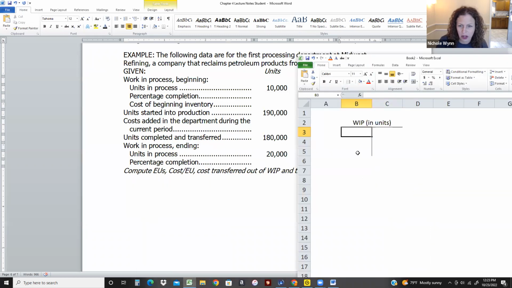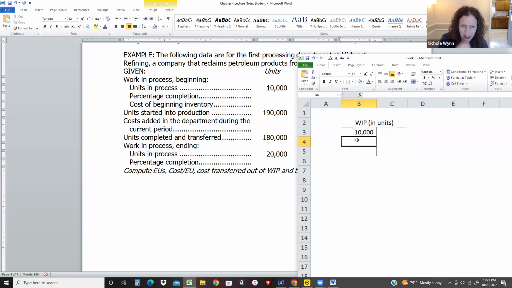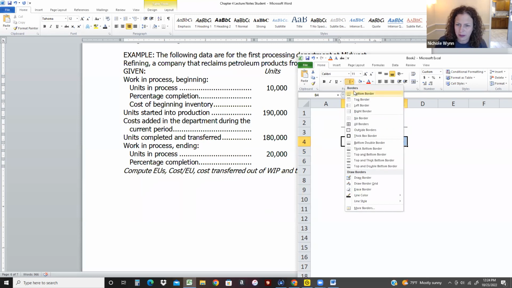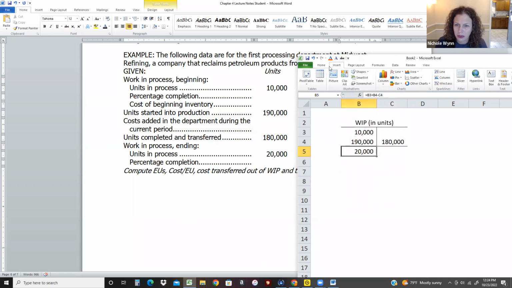As far as our units go, it looks like we start off with 10. By the way, I'm going to make everything a comma with no decimals. So 10,000. Units started into production is 190. Completed units, completed and transferred, 180. Line across. Ending would be 10 and 190 minus 180, 20,000 units in process, ending 20,000, double underline, branch off, arrows.